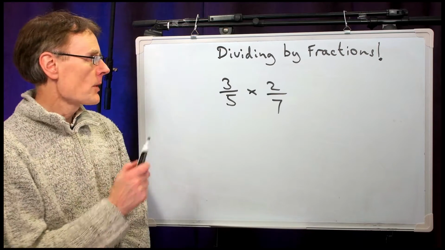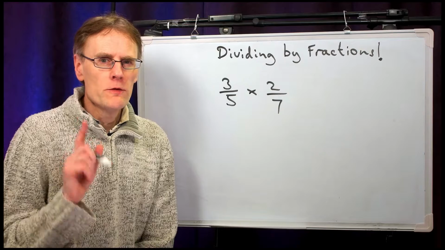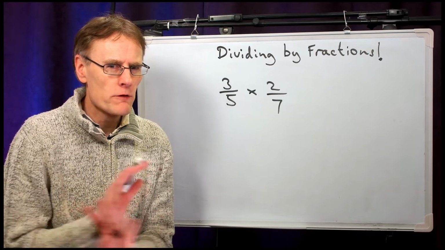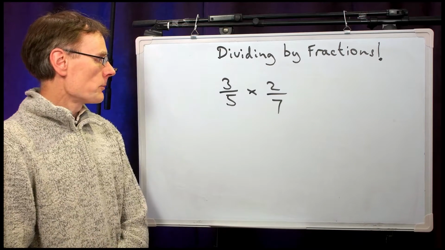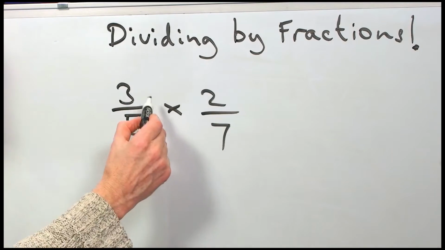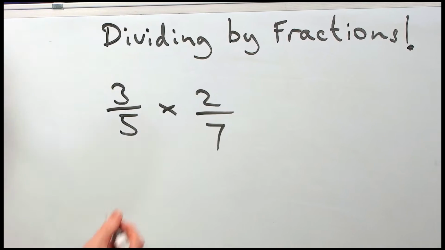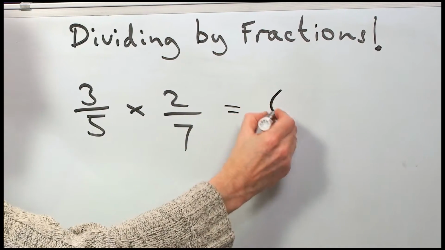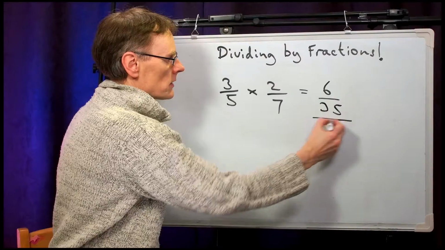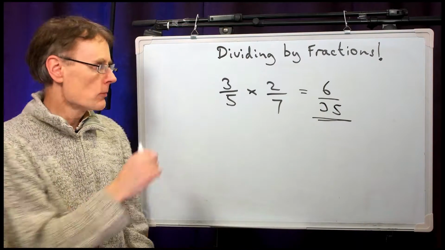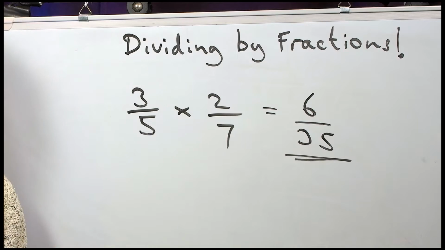So, dividing by fractions. Dividing fractions is not easy. Avoid it, don't do it. Multiplying fractions is very straightforward. Can you cancel this down? No, you can't, so you just multiply it out. 3 times 2 is 6 over 7 fives are 35. 6 35ths, that's it. You multiply the top and you multiply the bottom.